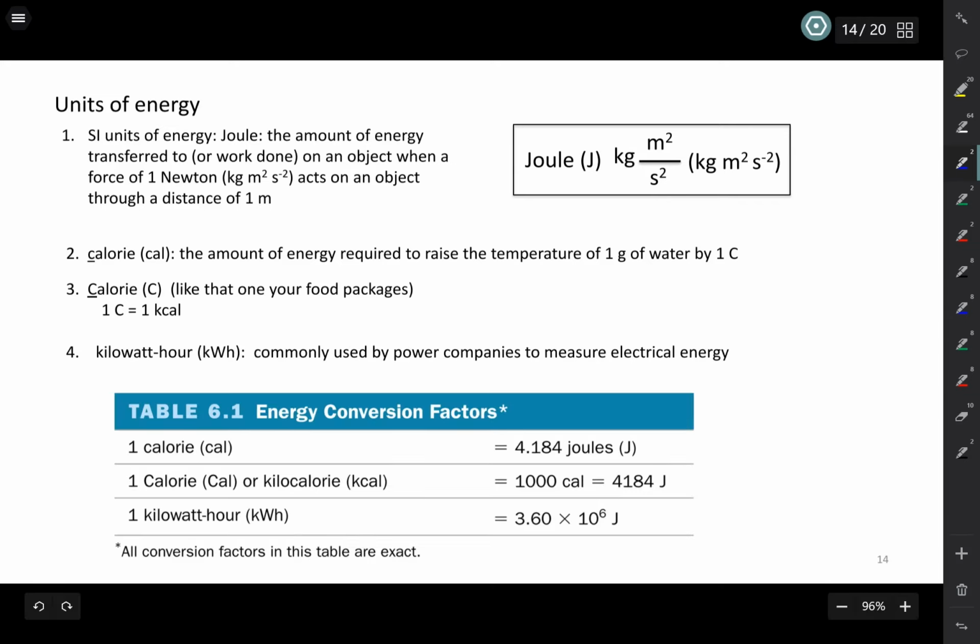Another common unit of energy that you'll probably see or have already seen is the kilowatt hour. These are commonly used by power companies to measure electrical energy. I wanted to mention here that the SI unit of energy that we're going to be using mostly in this class, the joule, is actually a really small value. For example, a 100-watt light bulb will use 3.6 times 10 to the 5 joules per hour. So usually in this class, we're going to be talking about kilojoules of energy, and you'll commonly see kilojoules more in practice.